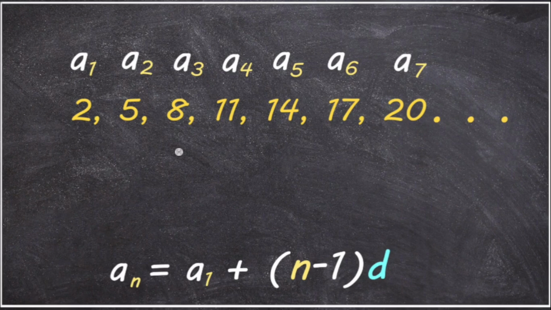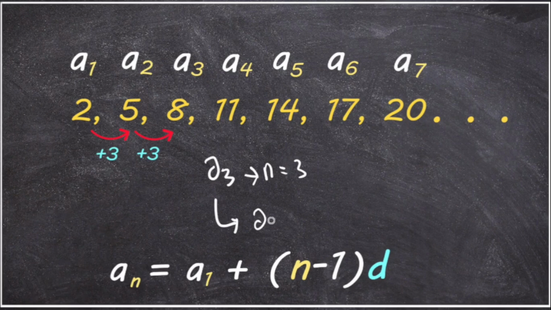So for example, if I wanted to work out the value of the element at the third position, that is the element at a sub 3, so n equals 3, but how many times do we have to add the difference in order to get to the third position? Well, we had to add the difference 2 times. So to get the value at a sub 3, we started at a sub 1, and we added the difference 2 times, and that gave us a1 plus 2 times the difference.